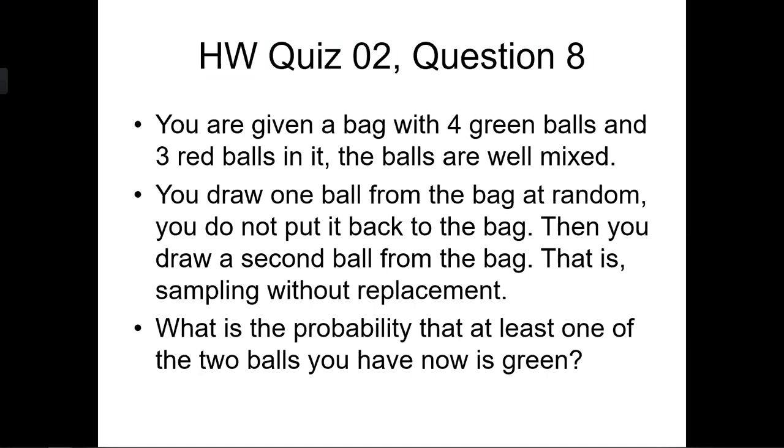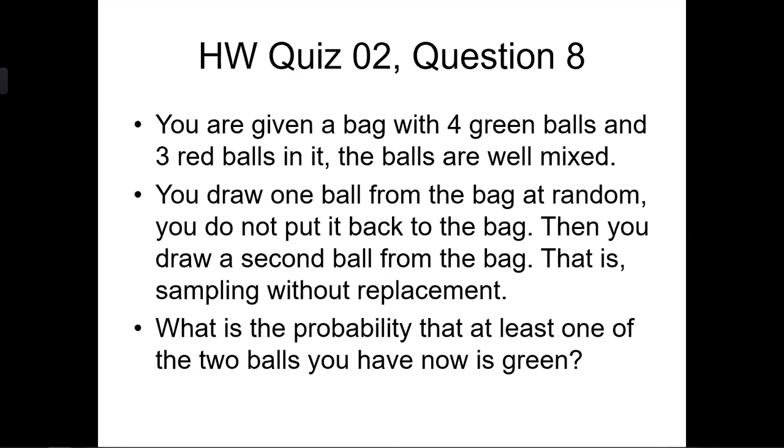That's fine. Now, first, let's clarify some language. What does it mean when they say at least one of those 2 balls? What does the word, in general, in English, what does the word at least mean? Only one ball has to be green. At least one ball has to be green. One or more? Yes, perfect. Thank you. Yeah, I saw the chat too. Thanks, guys. Yes, 1 or more.